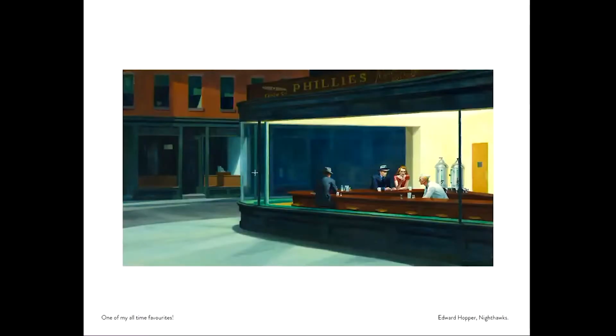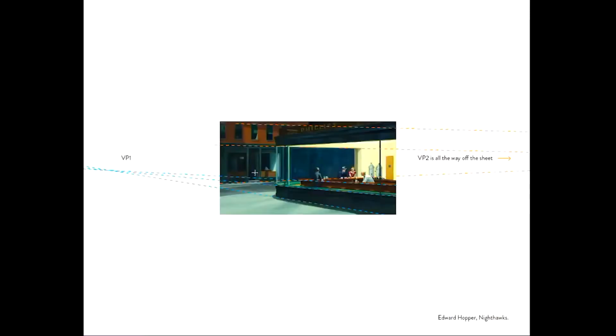Here's another example from one of my all-time favourites. Edward Hopper's Nighthawks, we can see two vanishing points here. We've got one which is pulling to this point here, vanishing point 1 or VP1, and then the other side is all the way over here off the sheet. So you can tell that Hopper has actually been able to do this by eye. He knows where the vanishing point is as he's drawing, as he's sketching, and we'll get into that later, how to do this manually. But he knows where that vanishing point is going, and he's done it perfectly.